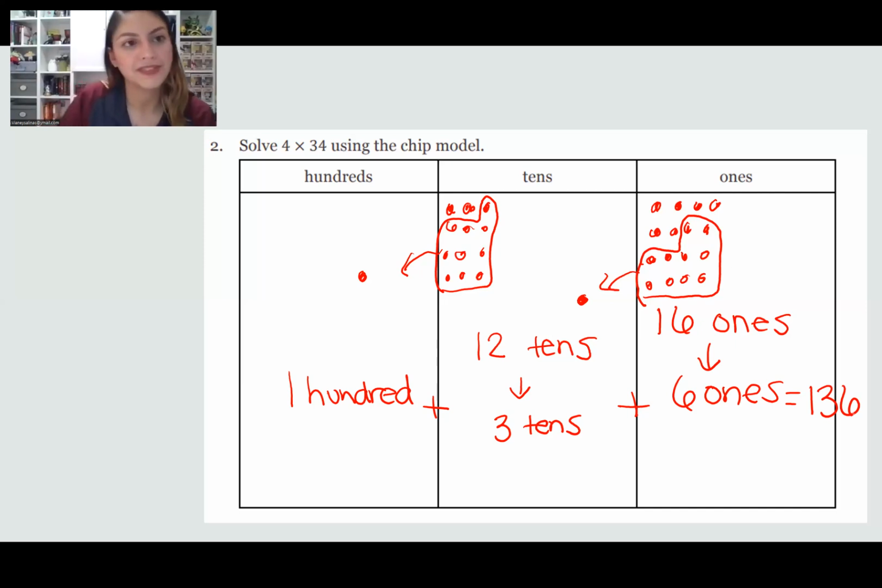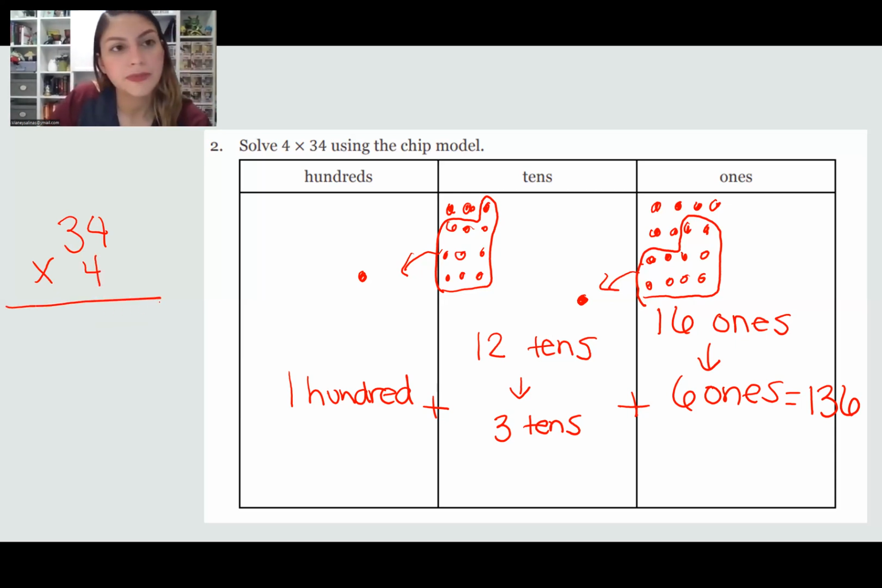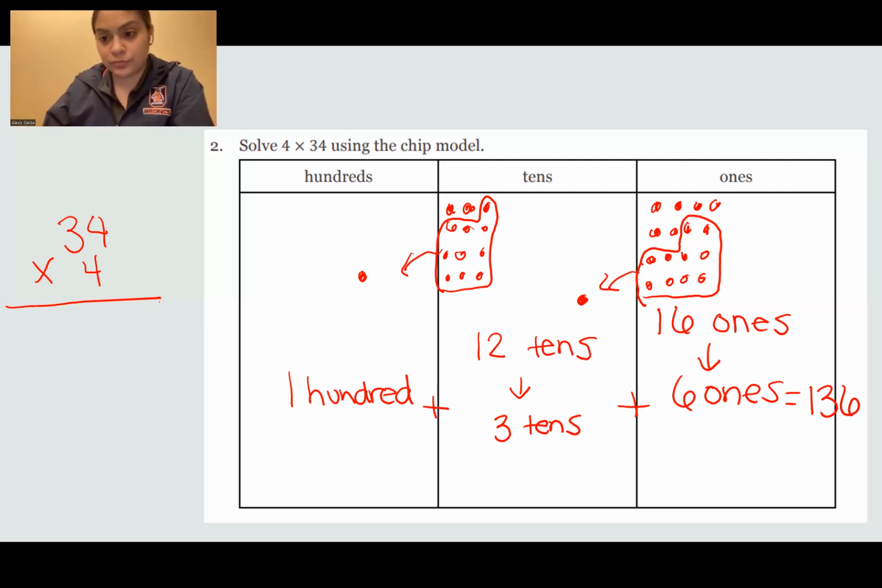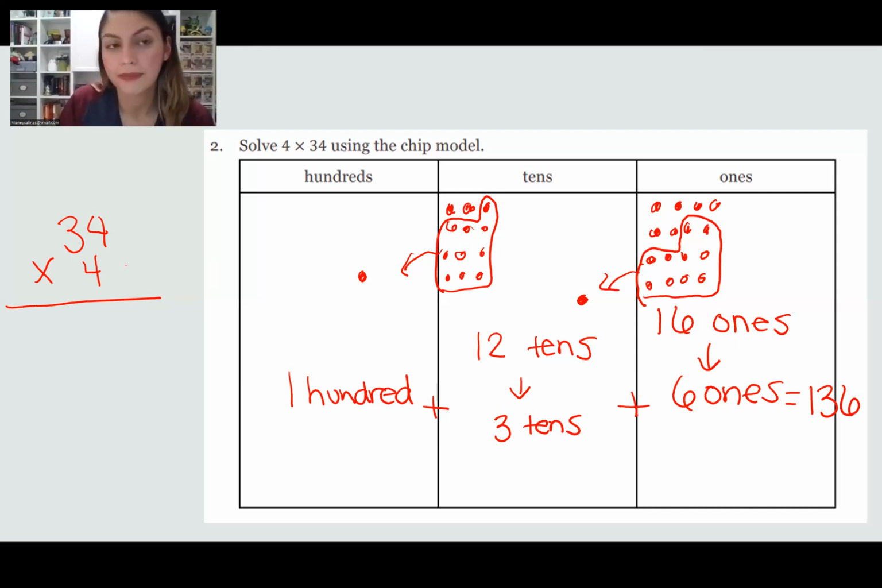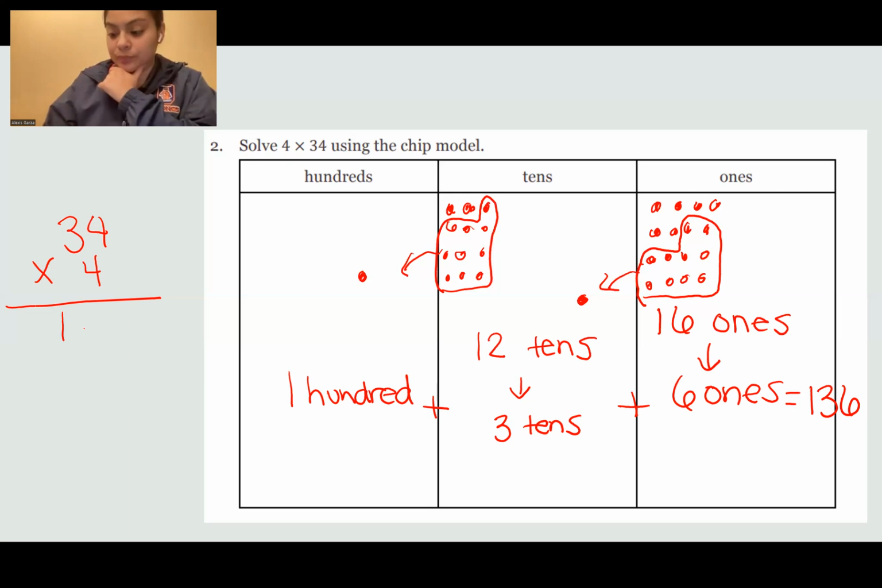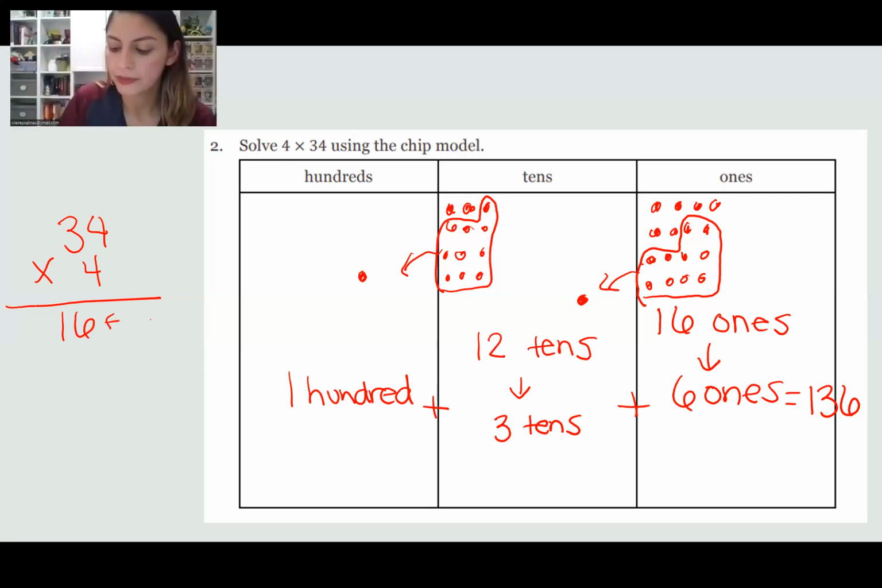Now that we're finished with our place value chart, we're going to do our vertical equation of 34 times 4. What are we multiplying first? Our ones value. Yes, we're multiplying 4 times 4 ones, just like we did in our place value chart originally. What is 4 times 4 ones? 16 ones. Good job. We're going to label how we got that. We got that by multiplying 4 times 4 ones.